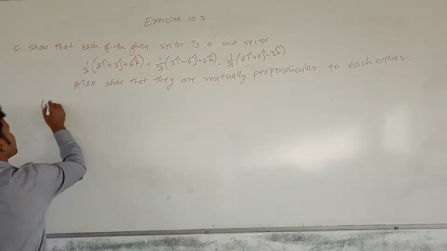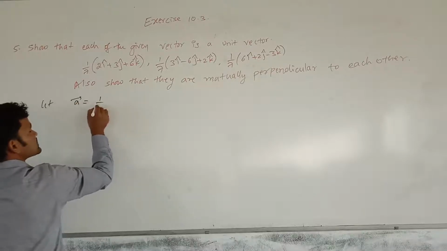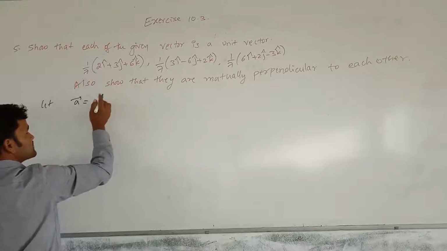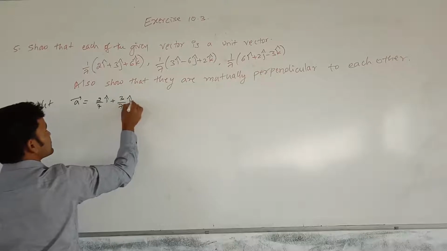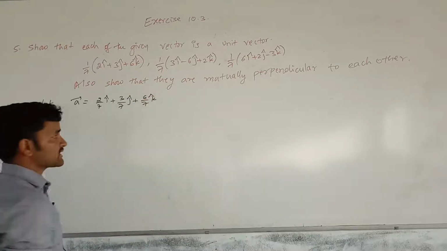Let me take this first as vector A. Vector A is equal to 1 by 7 into, see this 1 by 7 will get multiplied with all three components. This becomes 2 by 7 into i cap, 3 by 7 into j cap plus 6 by 7 into k cap. This is vector A.